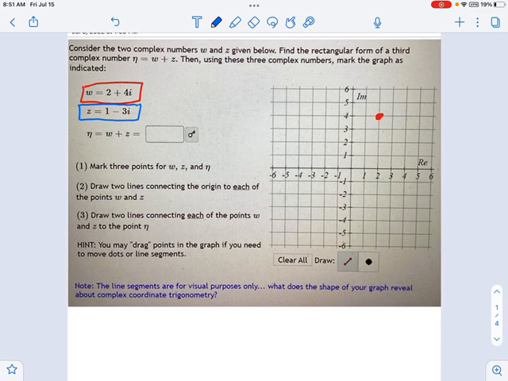1 minus 3i. Well, that's going to be x equals 1. And then we're going down 3 over to here. So there's where our point lands for z.